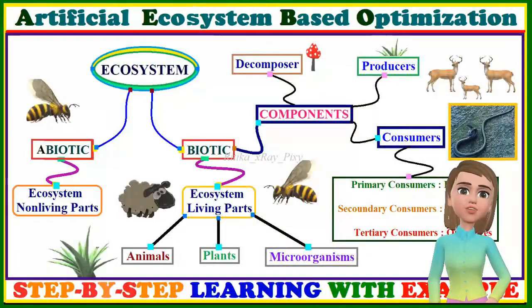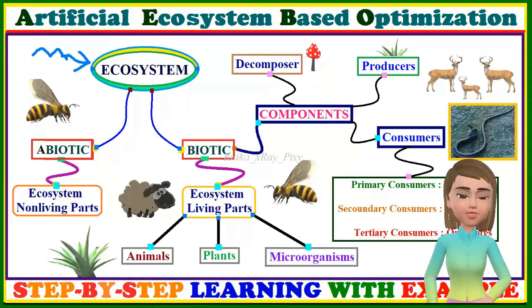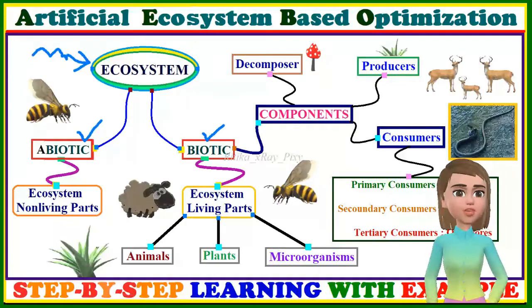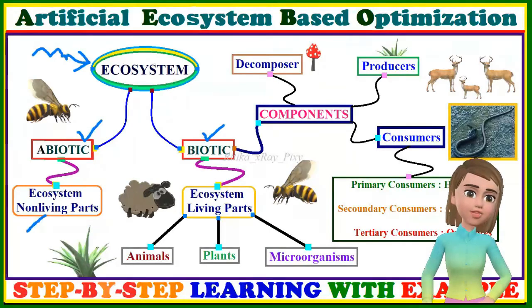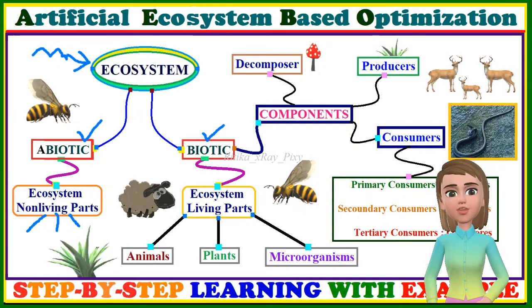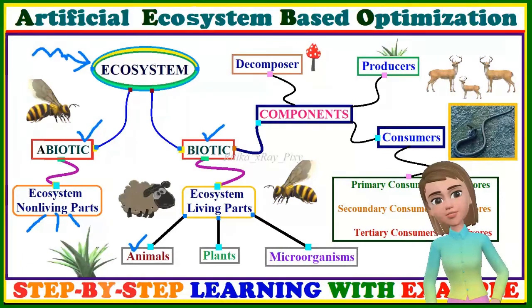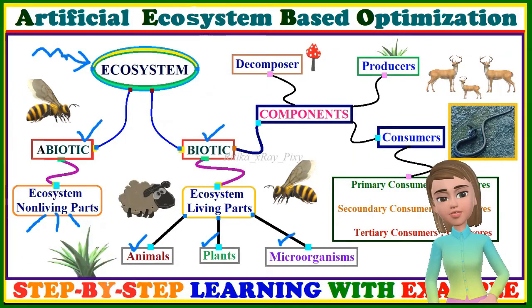As this algorithm is inspired by the flow of energy in the ecosystem, first we will try to understand the ecosystem on the earth and the energy flow in the ecosystem. Here you can see ecosystem components, abiotic and biotic. Abiotic components are the non-living parts of the ecosystem, for example, water, air, and rock. Biotic components are the living parts of the ecosystem, for example, animals, plants, and microorganisms.